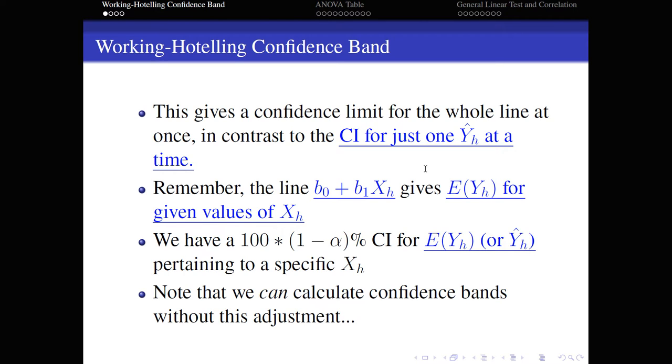Note that we can calculate confidence bands without this adjustment. The problem is something called multiple comparisons, where when we're doing multiple different comparisons at the same time, the statistical error, this alpha, increases with every additional comparison that we do. The Working-Hotelling confidence band accounts for this increase in error rate as we do multiple tests, and literally every test that we add on adds the potential for more and more error in the family-wise error rate. So the Working-Hotelling confidence band adjusts the alpha to take advantage of that through using a slightly different statistical calculation.